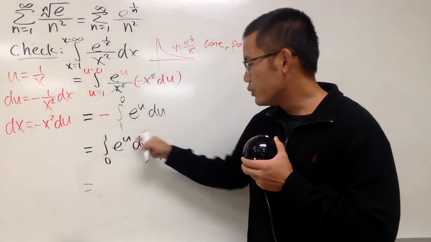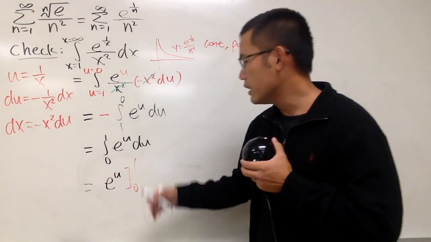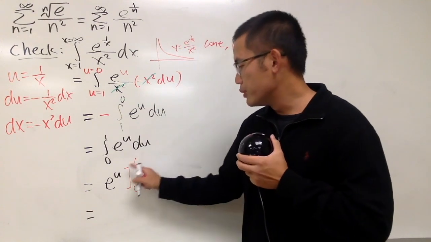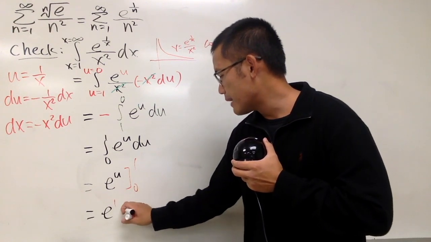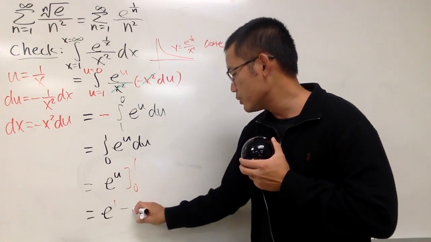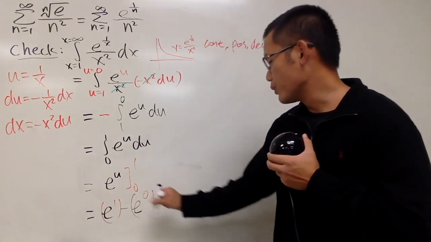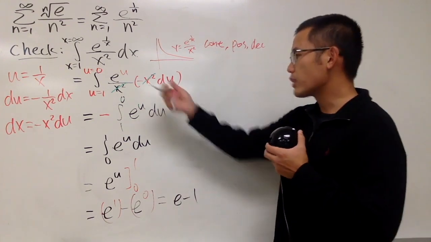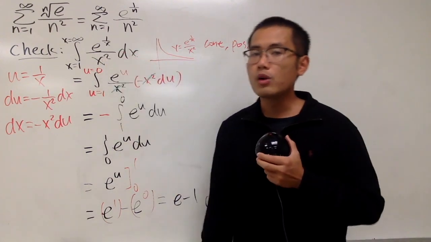Integrating e to the u in the u world is just e to the u, and then we go from 0 to 1. In this case, we put in 1 and then put in 0 and then we subtract. Put in 1, we get e to the first power, and then minus putting 0, we get e to the 0's power, and we do the subtraction. But all in all, this is just e minus 1. So of course, this right here converges because this is a finite value for that improper integral.